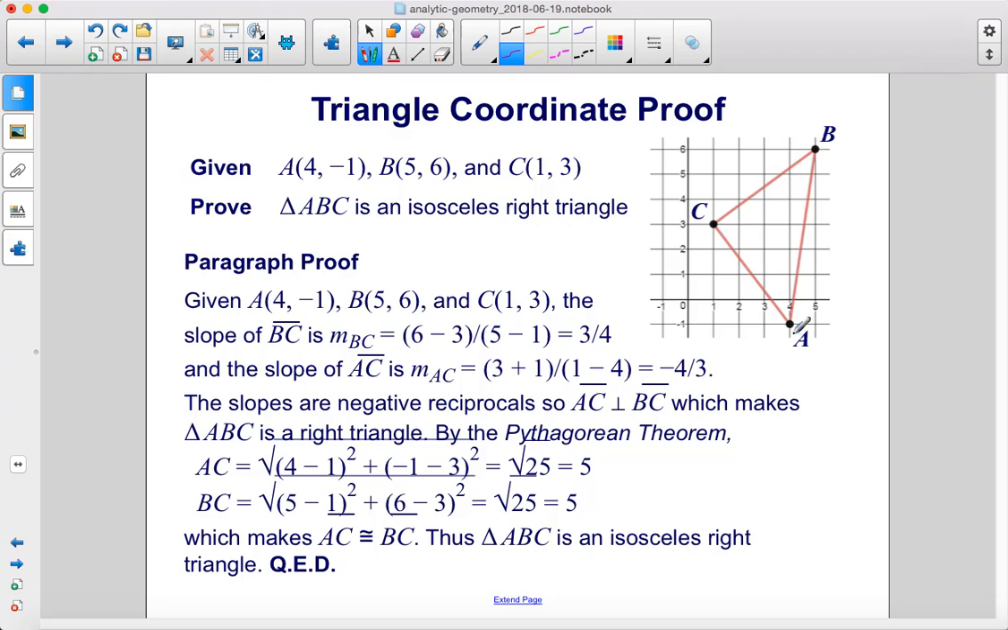Alright, so given these 3 points, we determined the slope of BC is (6 minus 3) over (5 minus 1), which is 3 over 4. And the slope of AC is (3 minus -1) over (1 minus 4), which is -4 over 3. The slopes are negative reciprocals, so that means that AC is perpendicular to BC, which makes triangle ABC a right triangle. By the Pythagorean theorem, we see that both of those legs have a length of 5, which means that those segments are congruent. Thus, triangle ABC is an isosceles right triangle.